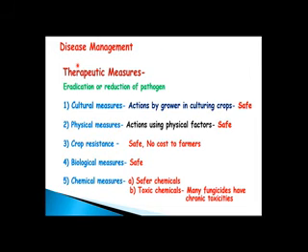So I will talk about disease management. There are several methods. First one is cultural, second physical, crop resistance, biological, chemical measures. All these are somewhat safe. In chemical, there are toxic chemicals, and many fungicides we are using have chronic toxicities. Their acute toxicity is somewhat low, but they have chronic toxic substances.